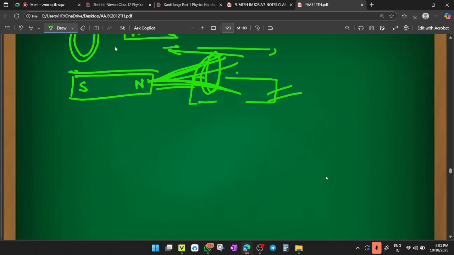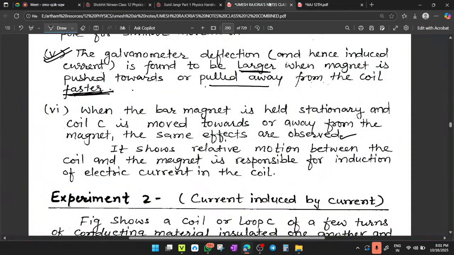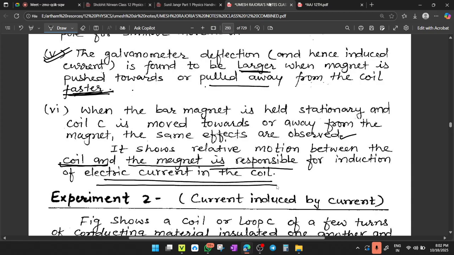Okay, previously he moved the magnet, and in the second case he moved the coil, and he saw the same result. Yes, it shows relative motion between the coil and magnet is responsible. It is not necessarily that you move only the magnet or only the coil. Rather, relative motion is important for the induction of electric current in the coil. Clear or not clear? Yes. So relative motion is very important.